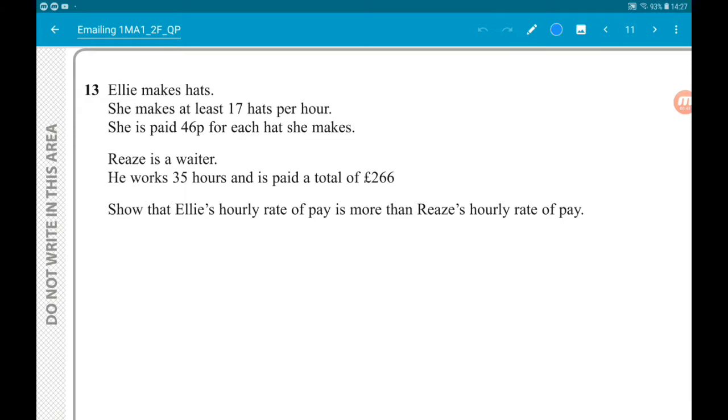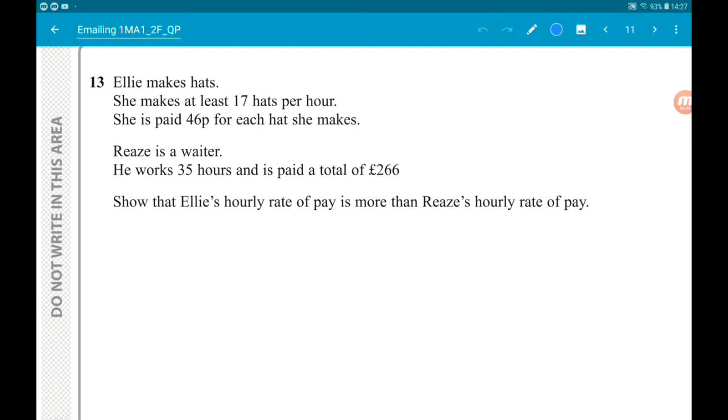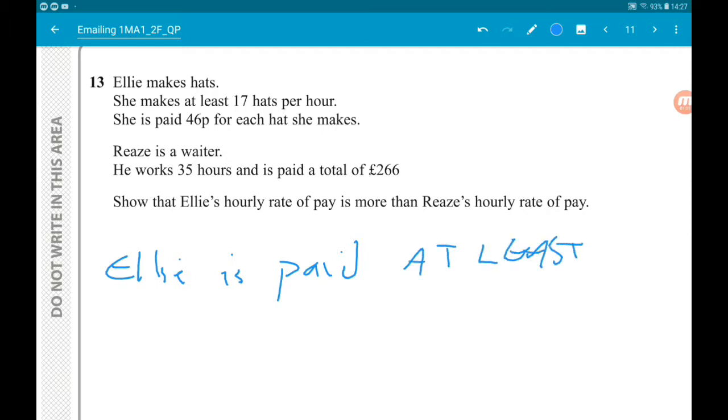So, for Ellie then, we know she makes at least 17 hats per hour. So, Ellie is paid at least 17 times 0.46 pounds.